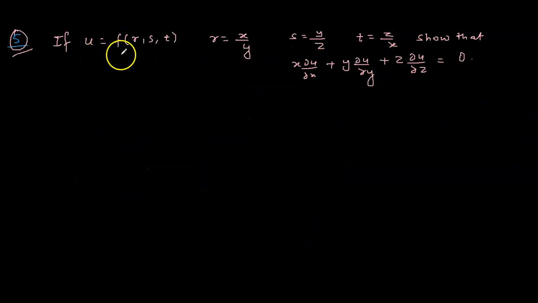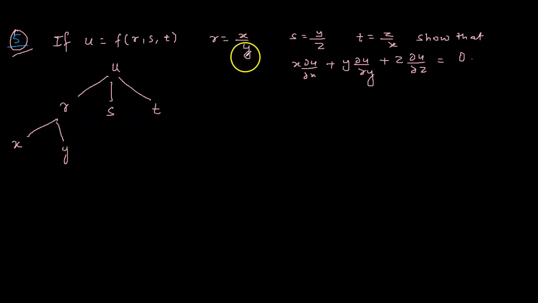So in this question, it's given u is a function of r, s and t, where r is in terms of x and y, s is in terms of y and z, and t is in terms of z and x. So u is given as a function of r, s and t, and we can write r in terms of x and y. If you want to write z also, its coefficient will be 0, so there is no need to write it. So r is in terms of x and y, s in y and z, and t in z and x.